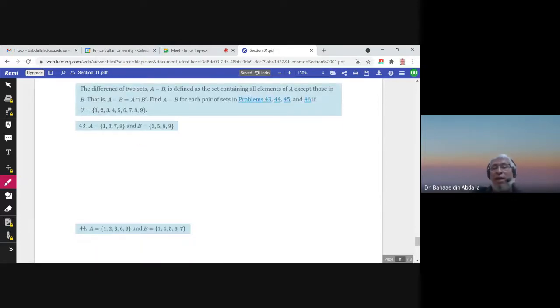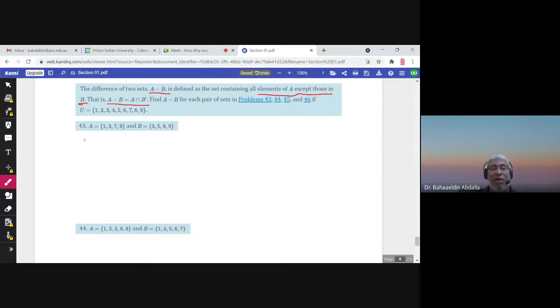This is an exercise from the book, and this is the last point in the class, the difference of two sets, A minus B. So this is the definition of the difference of two sets. It is defined as the set containing all elements of A except those in B. So all elements in A but not in B. So you remove the elements of B from A. Also, you can check that A minus B is A intersection B complement. So if you want to find A minus B, you can find it in 2 ways.